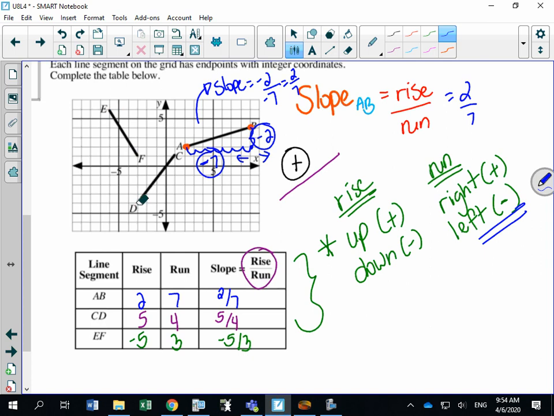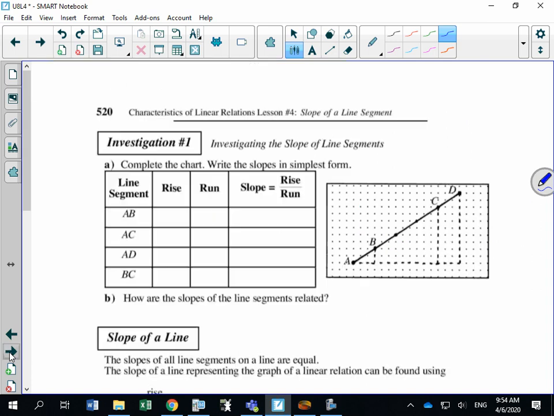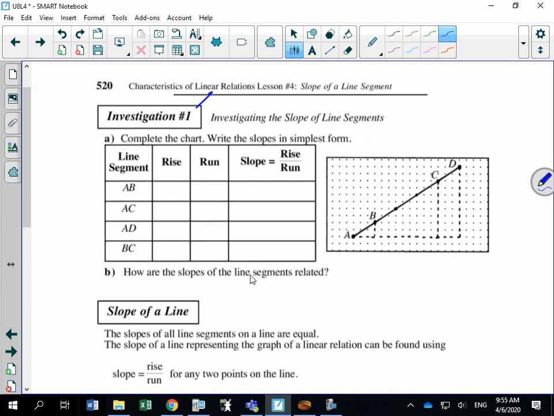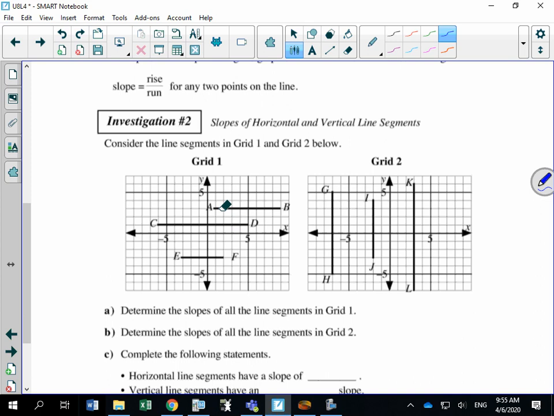Okay, so if I went from C, this would be a down, which would be negative, and left, which would be negative. We'll do several examples of these and you'll get the hang of it. Okay, investigation one, actually, no, we're going to skip investigation one. Let's go to investigation 2, and I just want to show you something for this investigation.